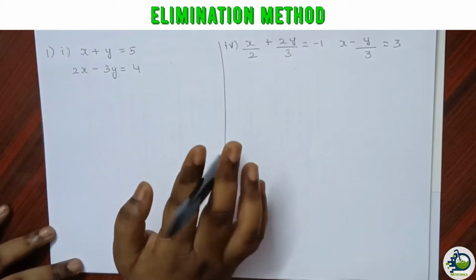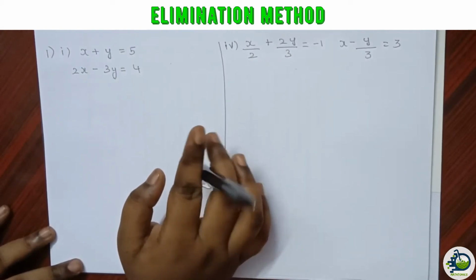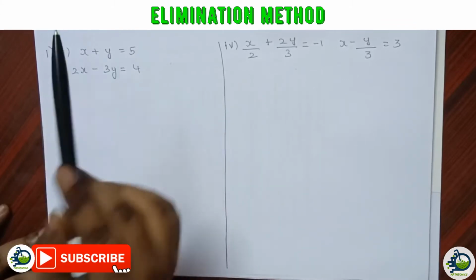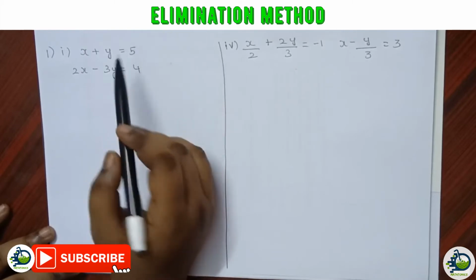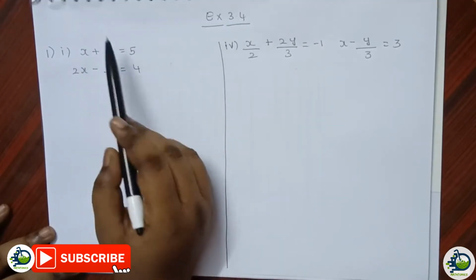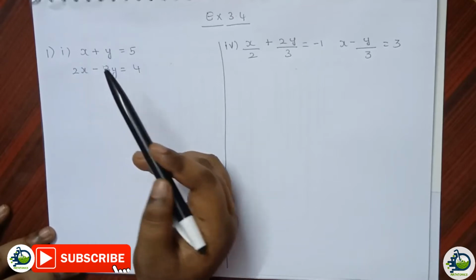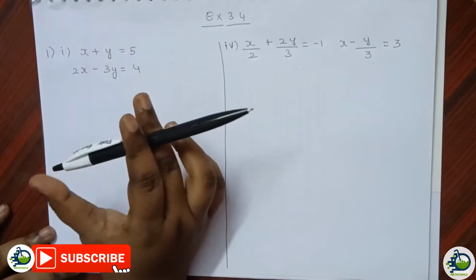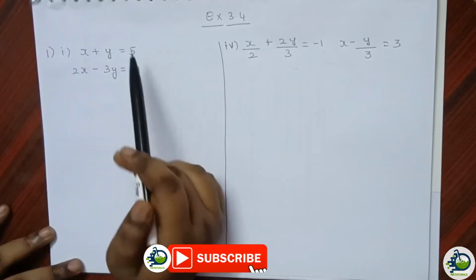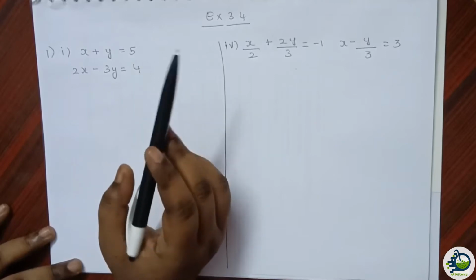We are going to learn a method called the elimination method to solve the given equations. In the elimination method, as the name says, we are going to eliminate one of the variables from both equations and find the solution for the other variable. Then, by substituting the value into either equation, we can find the other variable. So let's get started.